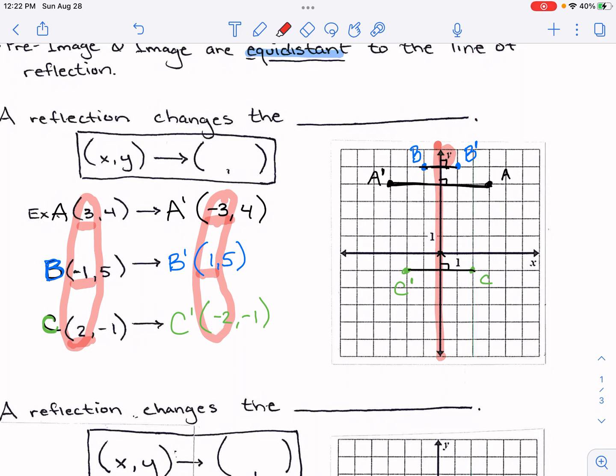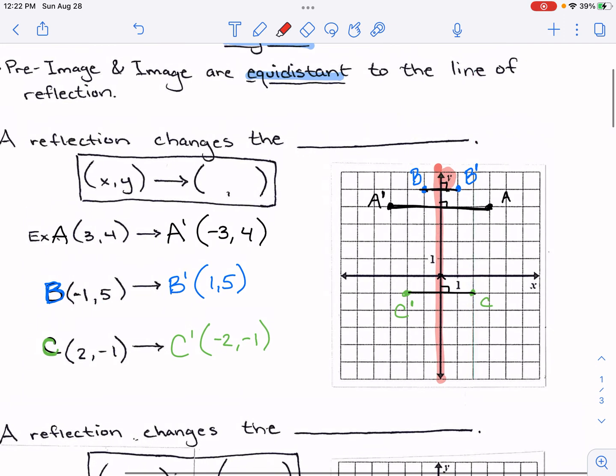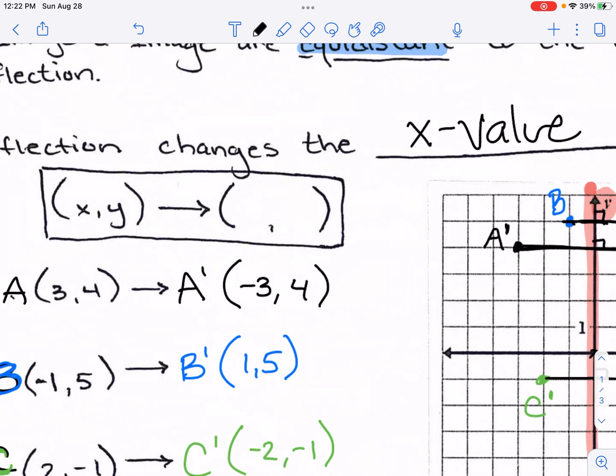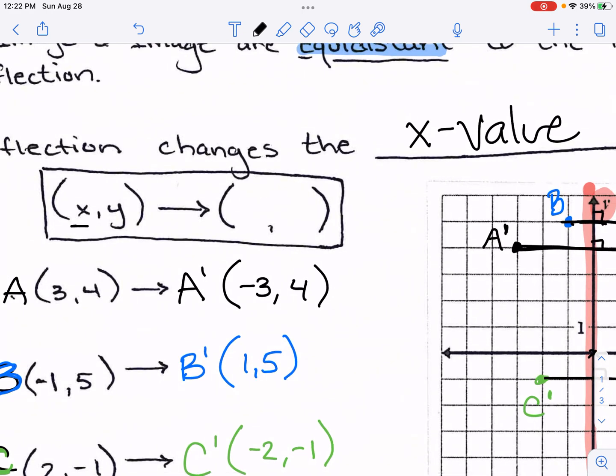Okay, so the property here is that when we reflect about the y-axis, the x changes the sign. So let's go and write that here. So for the y-axis, a reflection changes the x value. So what we're going to put here in the box, for the x, this would be negative x. Now negative x doesn't mean make whatever the x is, it has to be negative. No, negative x means whatever x is, you make it the opposite. So that's what that means. And we figured that out by graphing.